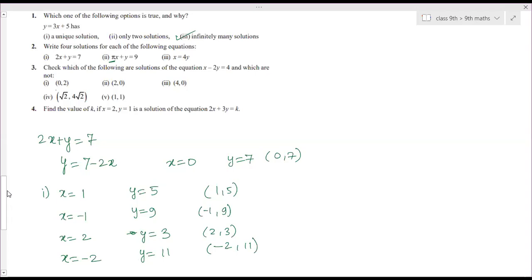And then the third one. x is equal to 4y. Can you scroll down?